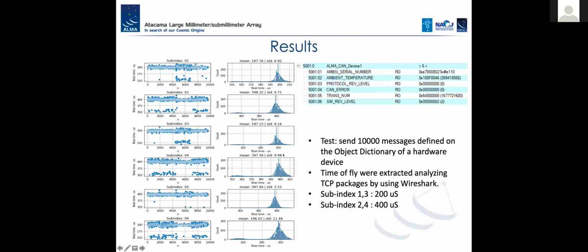Okay, so we did some performance experiments. We sent 10,000 messages and defined the object directory. This is a very simple device, with just 6 sub-indexes. We used Wireshark as a sniffer in order to see the time of flight of each packet, and as you can see, it's quite deterministic. One type of message takes 200 microseconds, and another type of message takes 400 microseconds. This is because of the implementation in the AMSI itself, not because of the EtherCAT protocol.